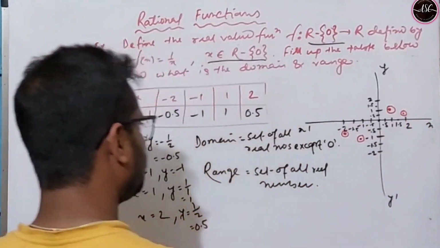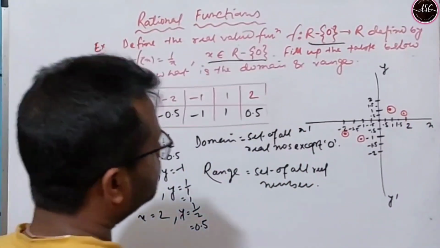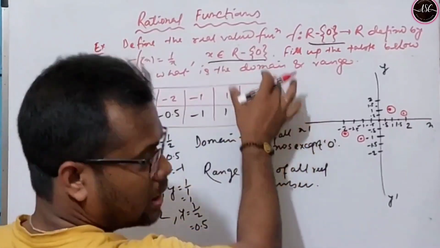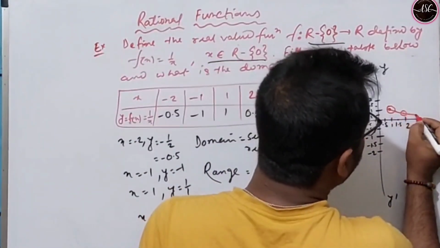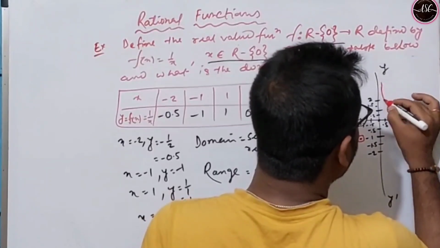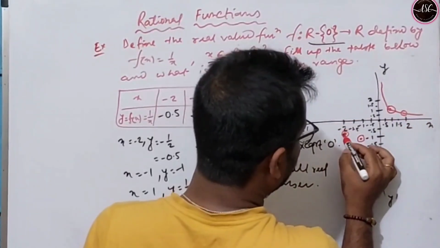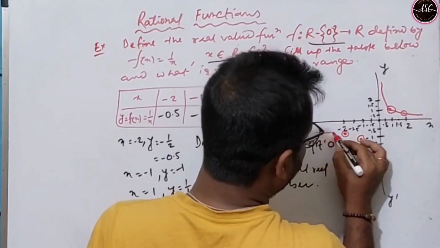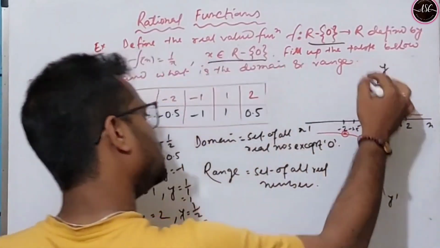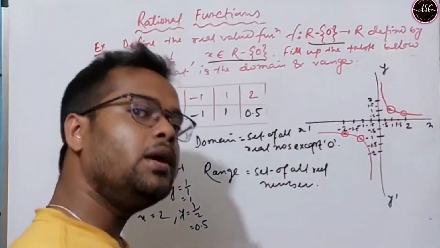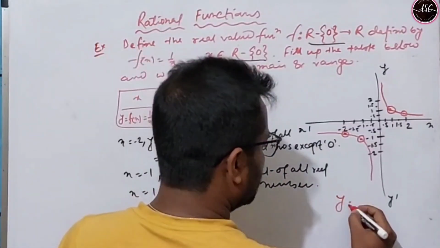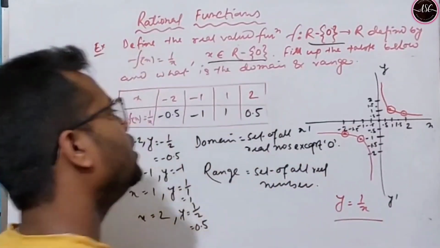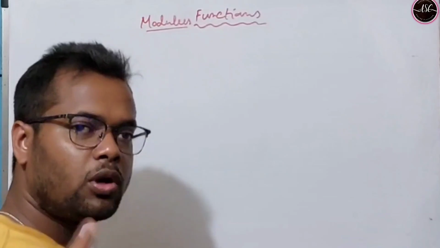So just look, if we take some other points, the graph will go downward from upper level to downward, and this also from upper to downward. So this type of graph will be established for the equation y is equal to 1 by x. This should be remembered.